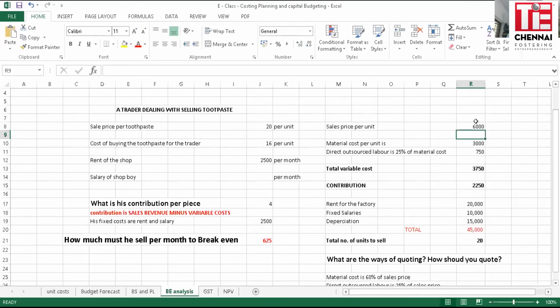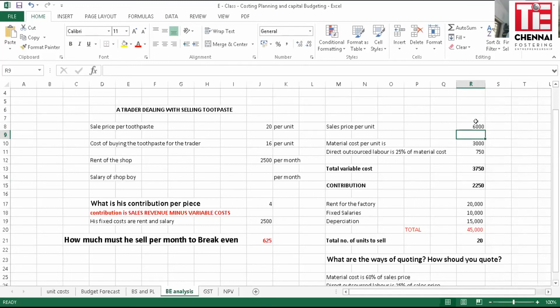When I sell it at 6,000, my variable cost is 3,750. My contribution is 2,250. And the number of units to sell, very simple, 45,000 divided by 2,250 becomes 20. And it doesn't matter whether this is monthly, annually, whatever it is. That's not important here. What is important is if this is your annual expense, then you've got to sell 20 units annually.